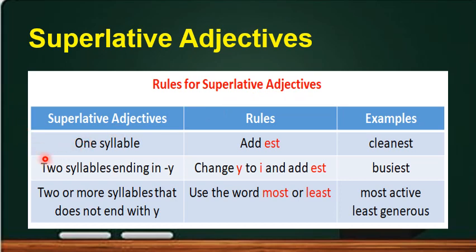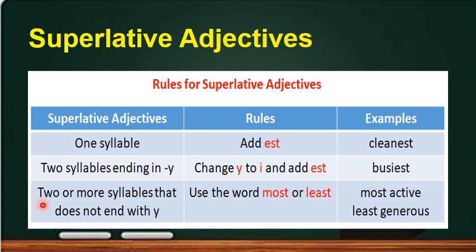Rule number 1. When we see a one syllable adjective, we just add EST at the end of the adjective. For example, clean becomes cleanest. Rule number 2. For an adjective with two syllables ending in Y, we just change the Y to IEST. For example, busy becomes busiest.